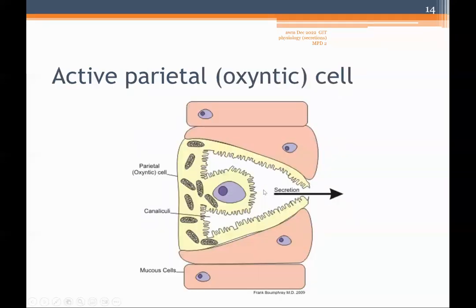Okay, so I'll use this diagram to explain and summarize, and then I think we got a couple of cells with text explaining what exactly happens in an active parietal cell. Now, as you can see, this cell, which is different in color, it's yellow. This is the active parietal cell, and it is specialized to produce hydrochloric acid secretion. And the secretions are going to end up at the right end beyond the arrow. That is the lumen of the stomach.